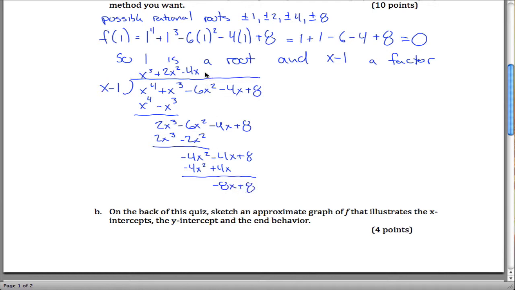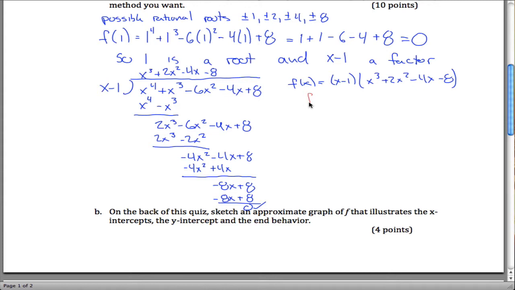To get rid of that -8x, I put a -8 here. And sure enough, if I multiply that by x minus 1, I get -8x plus 8. So I get no remainder, which is a good thing. That tells me that my polynomial is x minus 1 times x cubed plus 2x squared minus 4x minus 8.